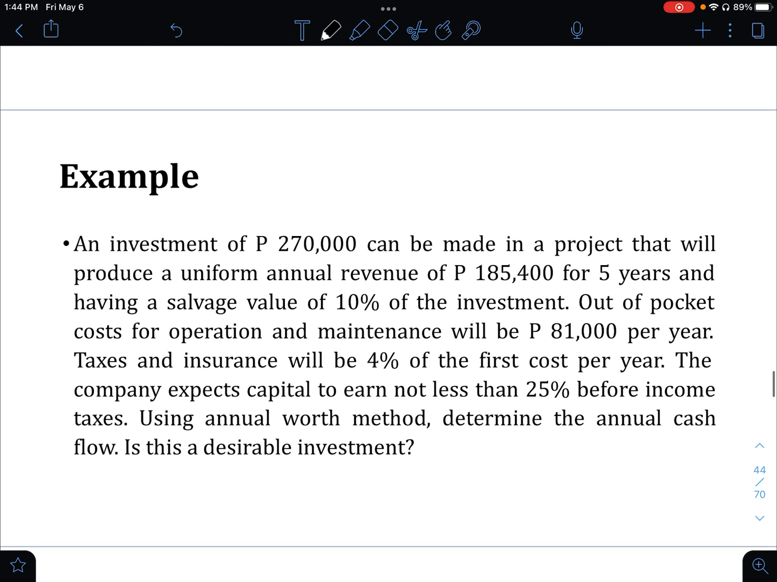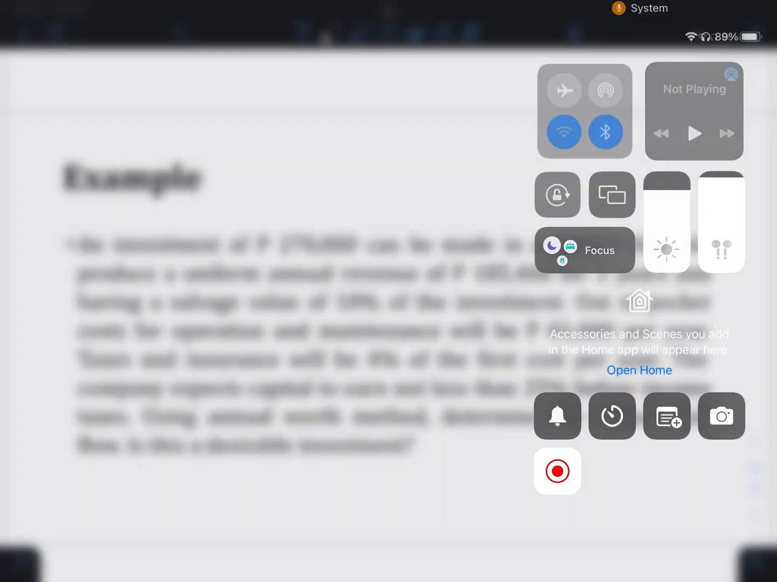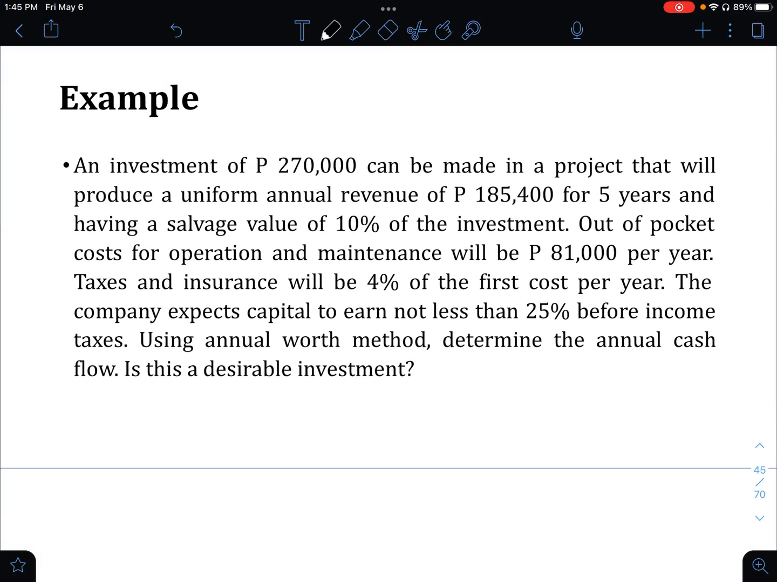Number 2, an investment of 270,000 can be made in a project that will produce an annual revenue. Same lang yapon ng problem, but the thing here is we are going to use the annual worth method na in finding if our investment is desirable or not. So, desirable ba itong investment? We are not sure. So, to see that if our investment is desirable, we need to use the annual worth method.